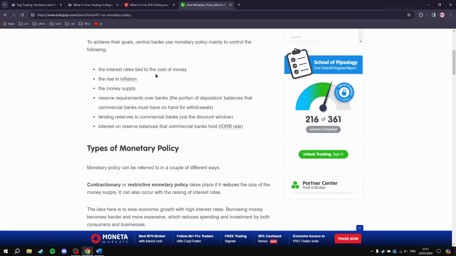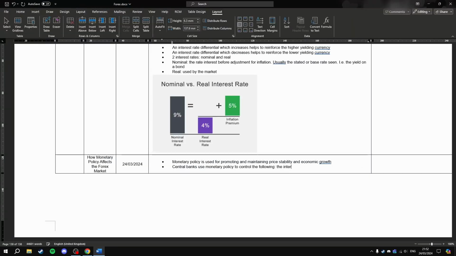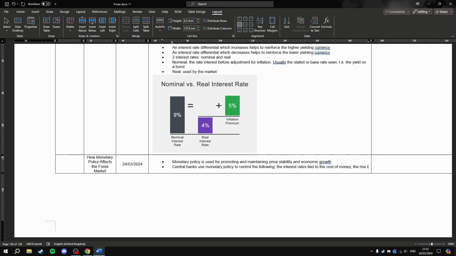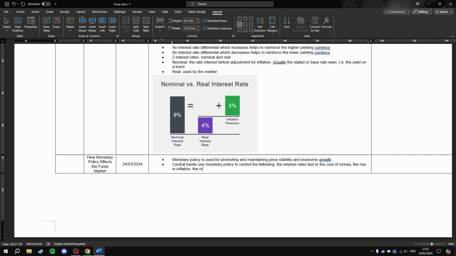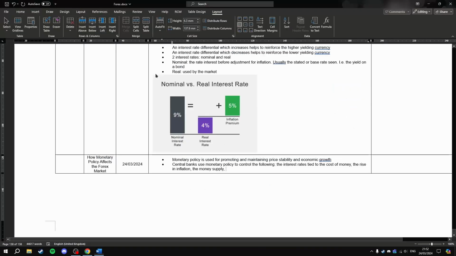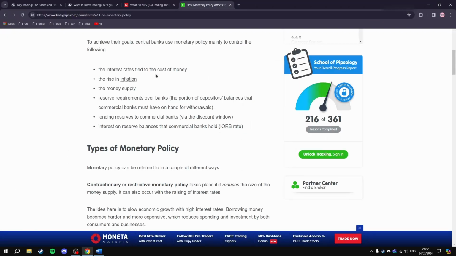The interest rates tied to the cost of money. The rise in inflation. The money supply. Reserve requirements over banks: the portion of depositors' balances that commercial banks must have on hand for withdrawals.